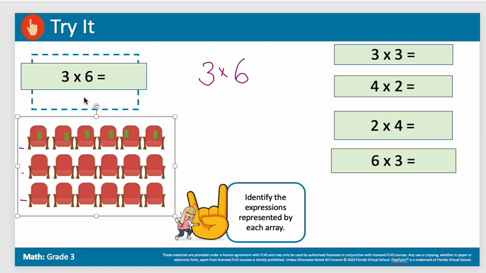So I know how many are there. Well, let's count them up. 1, 2, 3, 4, 5, 6, 7, 8, 9, 10, 11, 12, 13, 14, 15, 16, 17, 18. So I know there are 18 total chairs.